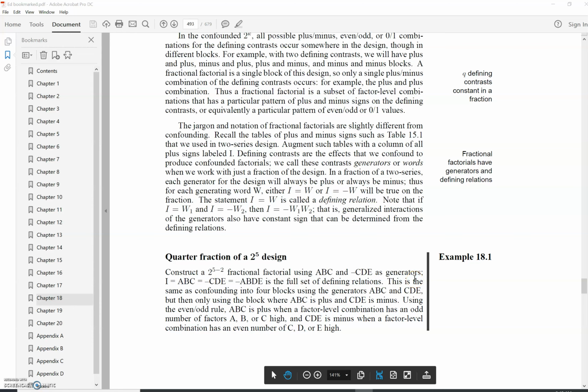Okay, I wanted to pick up in the textbook where I left off in the slides. This is going to repeat some of what we just did in the slides, but I think it's worth repeating. So remember that 2 to the 5th design. We had a quarter fractional design here, 2 to the 5 minus 2. And the generators for the design were A, B, C, and negative C, D, E, which gives this as our other defining relation.